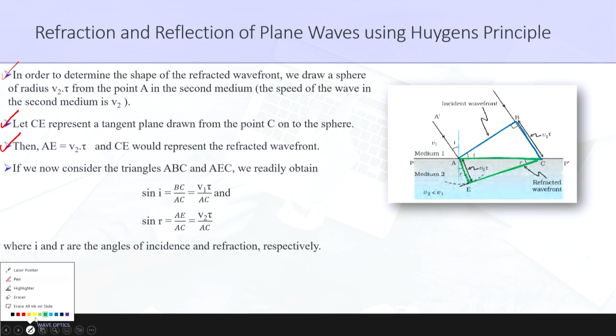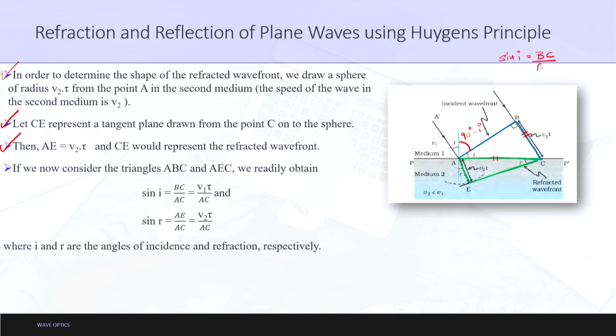Now, we readily obtain sin I is equal to BC by AC. It is quite evident that if this is I, this is 90 minus I, and if this portion is 90 minus I, then this is again I. Now, using the simple principle of trigonometry, sin I is nothing but BC by AC. What is BC here? BC is this portion and AC is this portion here. So, sin I is BC by AC.